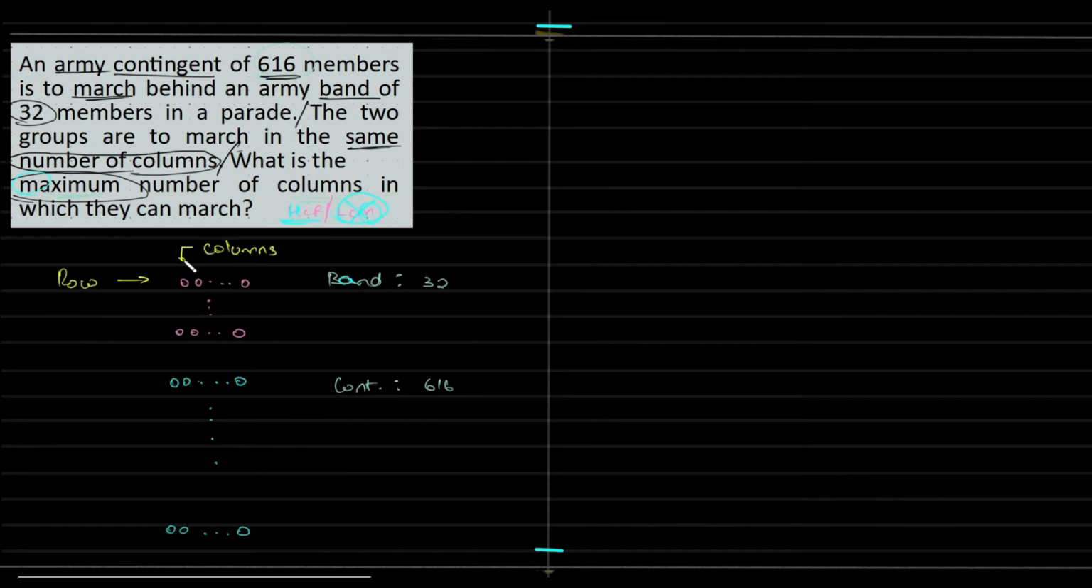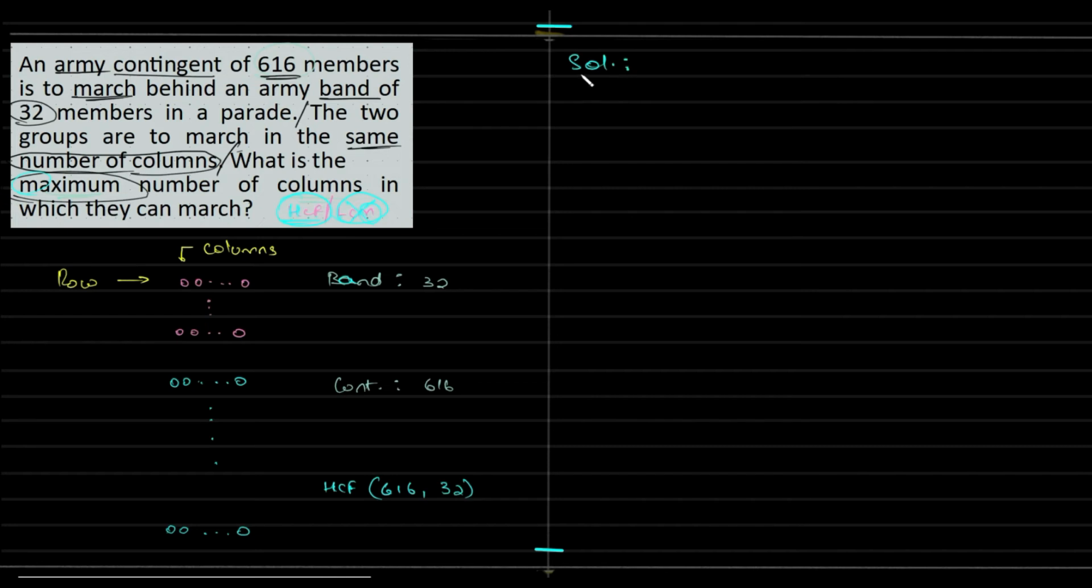So depending on the scenario, I don't want to fix any word with anything, but yes, you can look at the condition when they're trying to divide the group into smaller pieces. It has to do with HCF. So we need to relate 616 and 32, and that relation is your HCF. So now you have to just find the HCF.